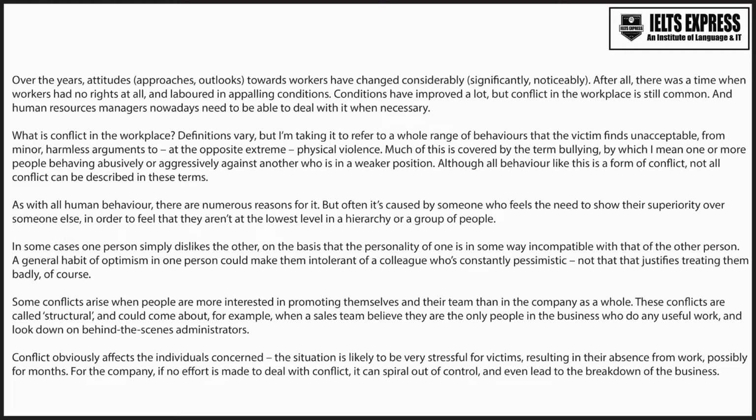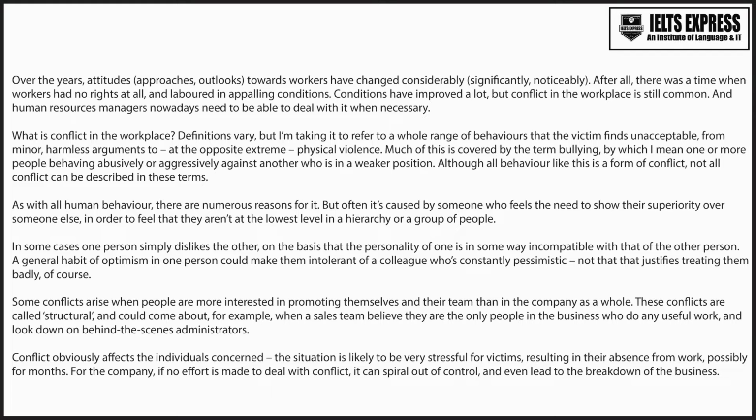Over the years, attitudes towards workers have changed considerably. After all, there was a time when workers had no rights at all and laboured in appalling conditions. Conditions have improved a lot, but conflict in the workplace is still common. And human resources managers nowadays need to be able to deal with it when necessary. What is conflict in the workplace?